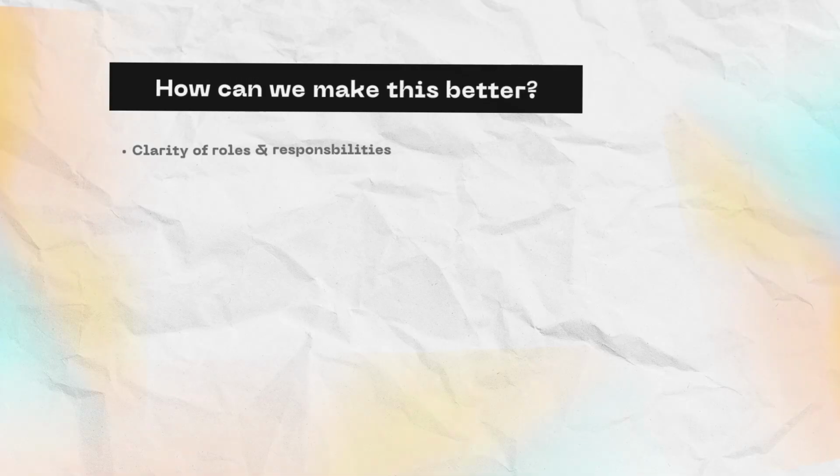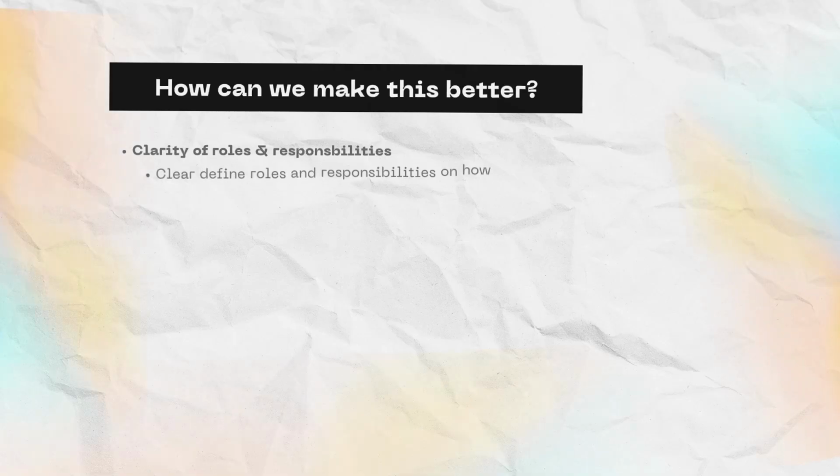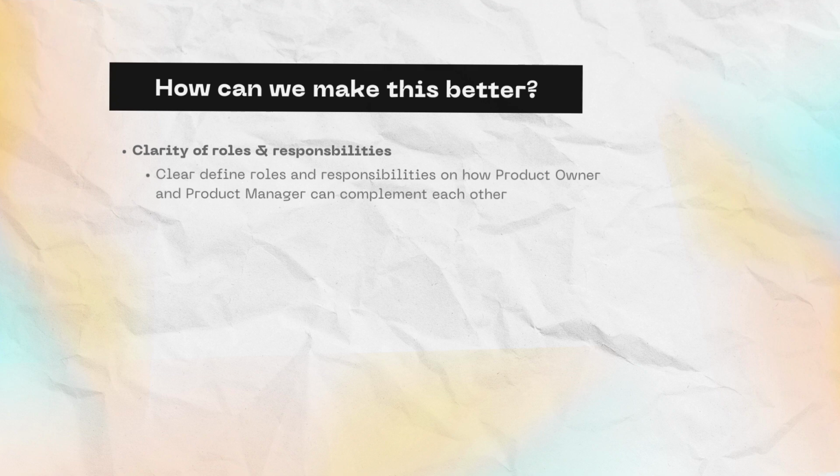So how do we all form together and push forward in the right direction? From my experience, here are a couple of things. The first is clarity of roles and responsibilities. Clearly define the roles and responsibilities between a product owner and a product manager within your organization. Ensure that everybody understands their unique contribution and focus area.